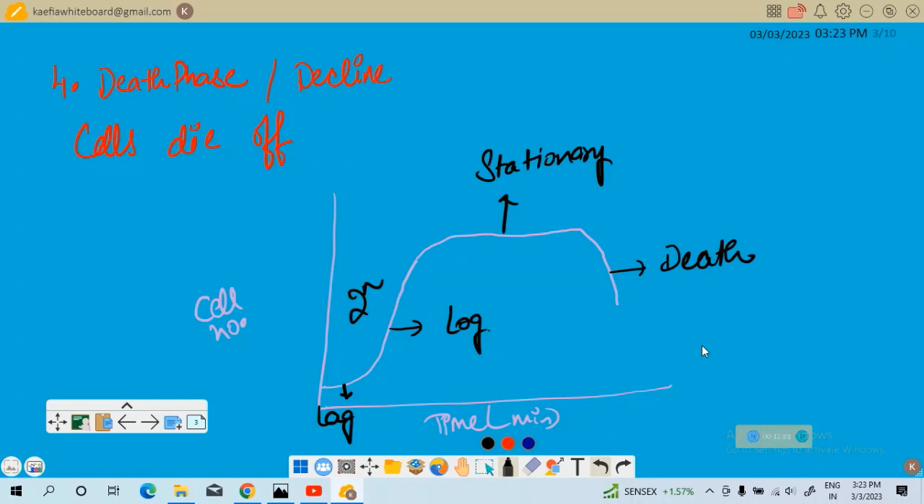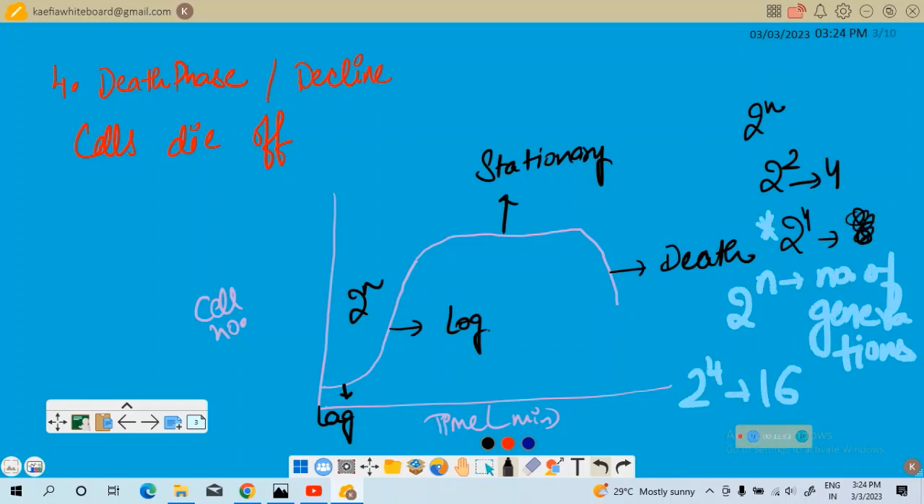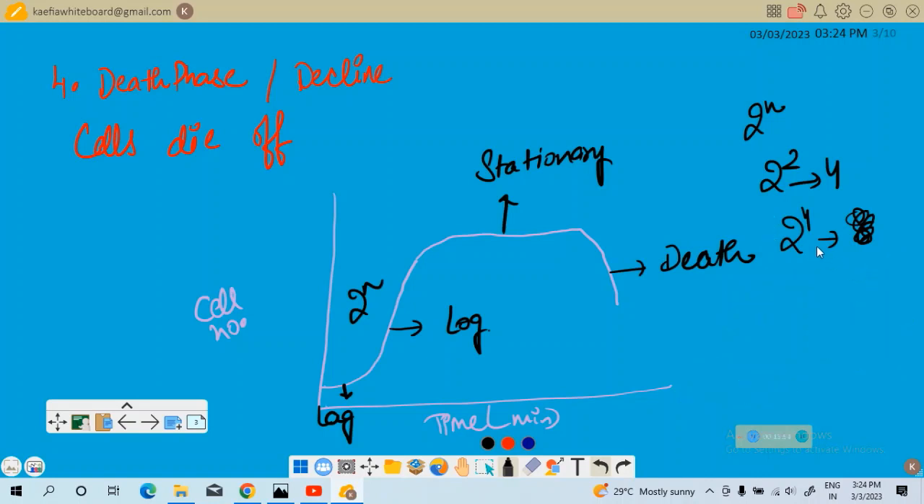So first let's start the revision. Lag phase was about starting, about initializing. When bacteria are just introduced, they start adapting to the new environment. In log phase, it will start to divide, one cell into 2, 2 to 4, 4 to 8. So the formula will be 2n. Why have I written 2n? Because 2 raised to power 2 becomes 4, 2 raised to power 3 becomes 8, and similarly it will go on.